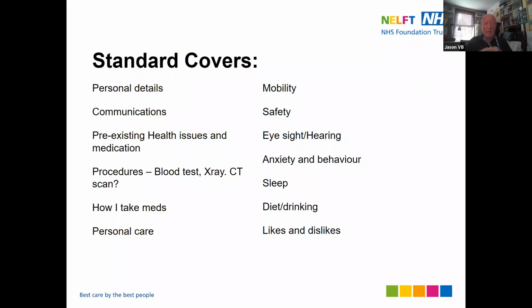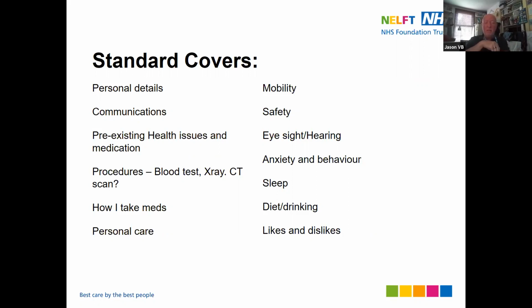How people take their medication. Some people may have dysphagia or issues around that. Other people might just not be able to swallow a tablet, so they might need their medication in liquid form. So there's some stuff there.